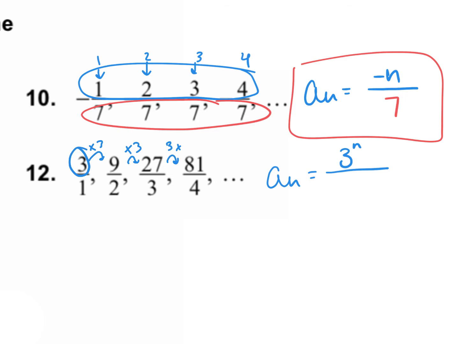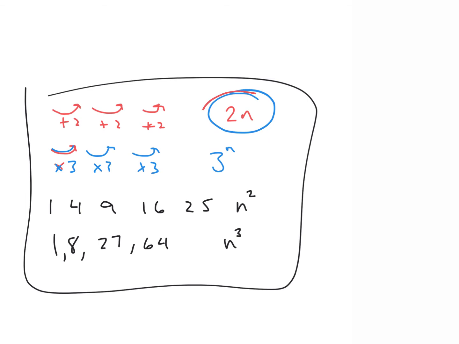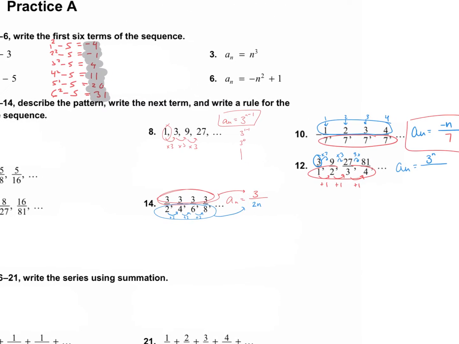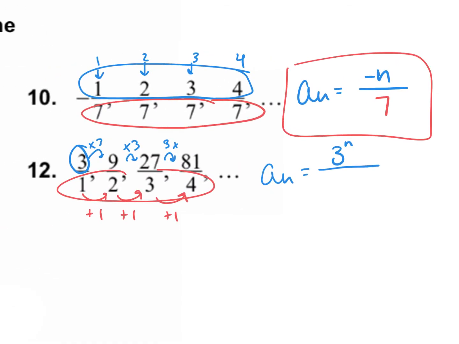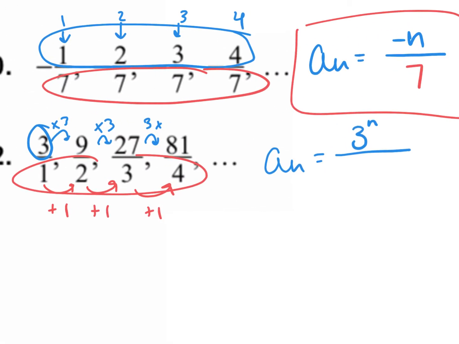Well, let's see. So we just did the top. Now let's look at the bottom. We are adding 1 each time. So when we are adding a number, go back over here. When we're just adding, that would just be that number times n. So how would we write that on the bottom? It would just be n. Perfect. It would be 1 times n, which is just n.